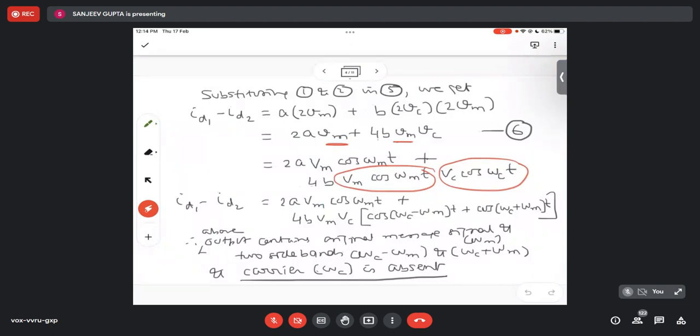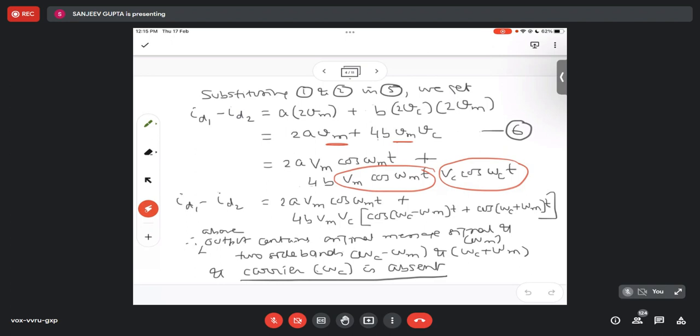Nothing great. Mathematically I could easily understand what I've written in slide 2. So I get 2A VM plus 4B VM VC. Here I get VM. Now I know what my VM is: it is VM cos omega mt, my message signal, and my VC is VC cos omega CT, which is my carrier signal. So I just replace small VM and small VC by the real signal. That means the frequency is also coming into that.